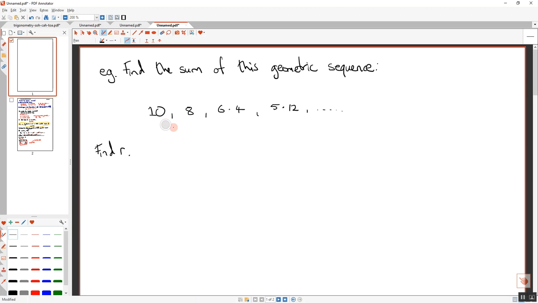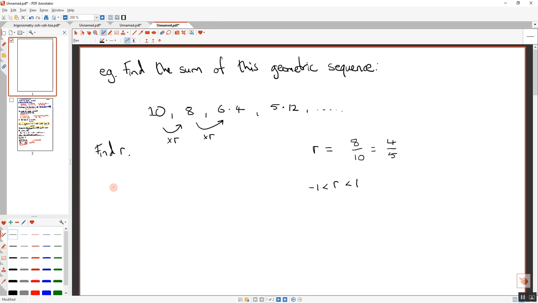Because remember, r is whatever you do to this to get this. So what do I multiply 10 by to get 8? It has to be multiplication, and it has to be the same thing that I do to 8 to get 6.4. So if we think about it in terms of working backwards, it has to be 8 over 10, which is the same as 4 over 5. We're going to leave it as a fraction. So r is greater than negative 1, but less than 1, so we can sum up this sequence.